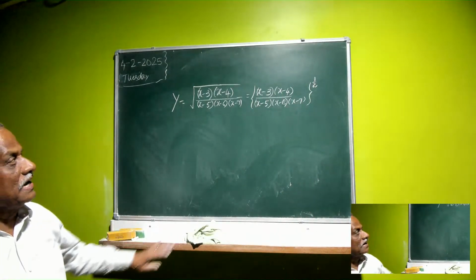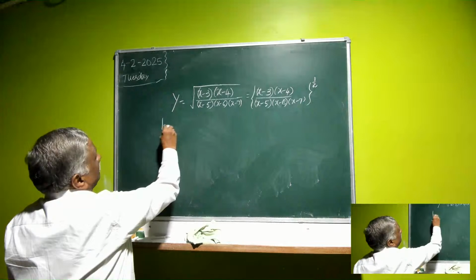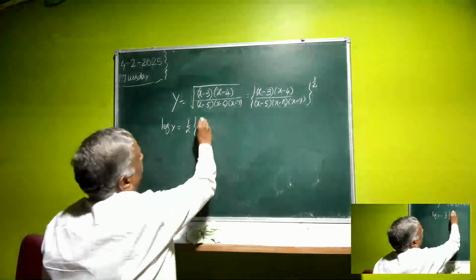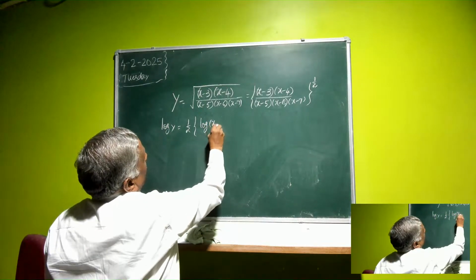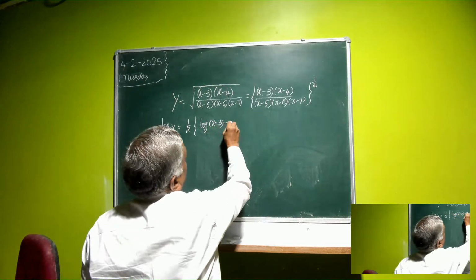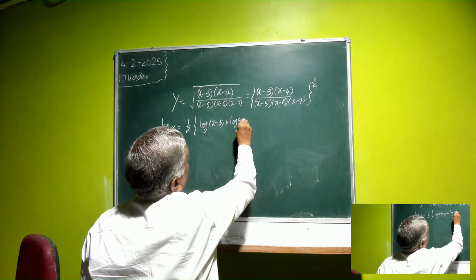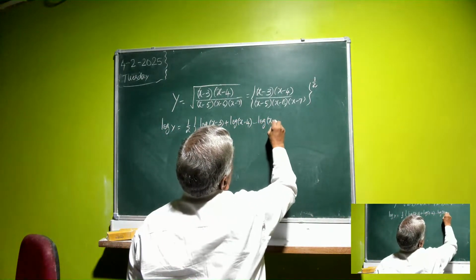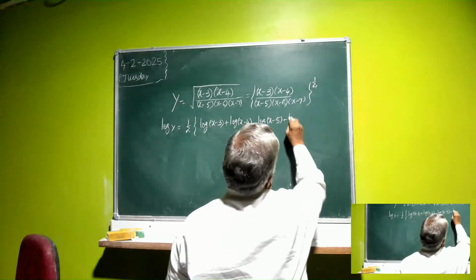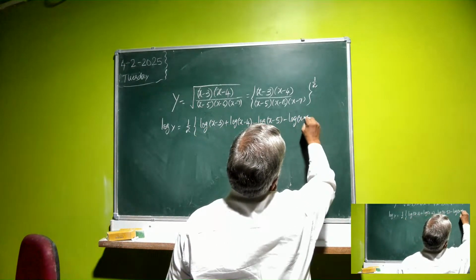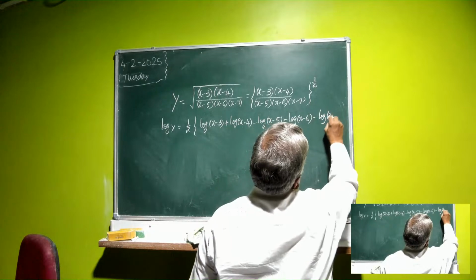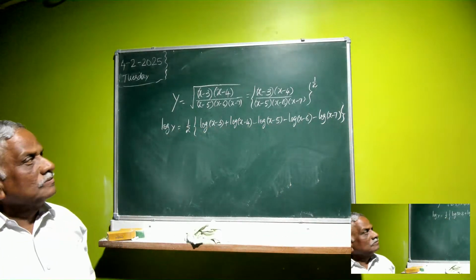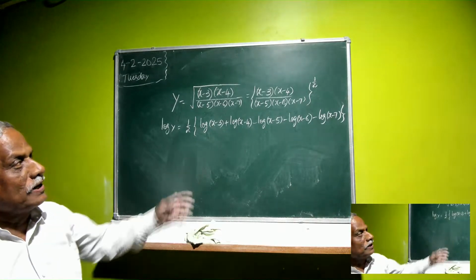So the first thing you should realize, when you are taking logarithm, is log y is equal to half log x minus 3 plus log x minus 4 minus log x minus 5 minus log x minus 6 minus log x minus 7. This must be your first step. But if you have got difficulty, I'll explain how I got this.